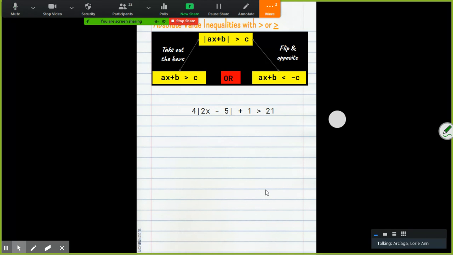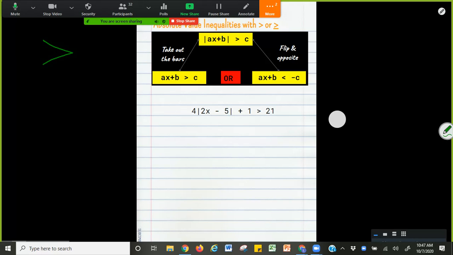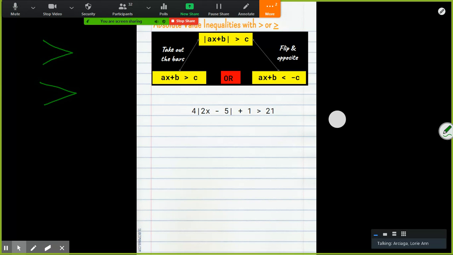Okay, here we go. Next one. This technique only works when the problem has greater than or equal to. Yeah? Okay. So let's analyze how we're going to do it.